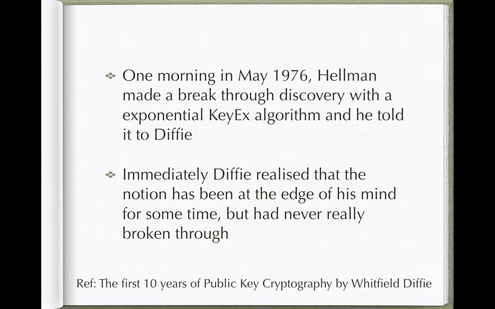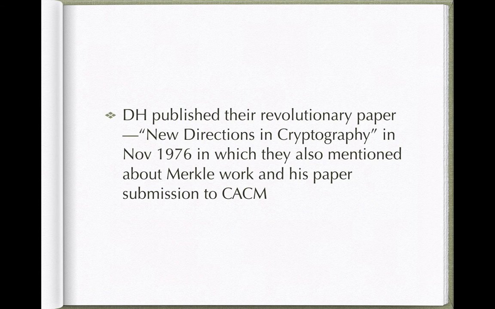The moment Diffie saw it, he immediately realized he had exactly the very same idea in his mind. It's just that he couldn't put it into a paper. The same idea had crossed his mind as well. So immediately they both started writing another paper. This paper is called New Directions in Cryptography. This is the paper which introduced public key cryptography to the world for the first time. So it's a historic paper.